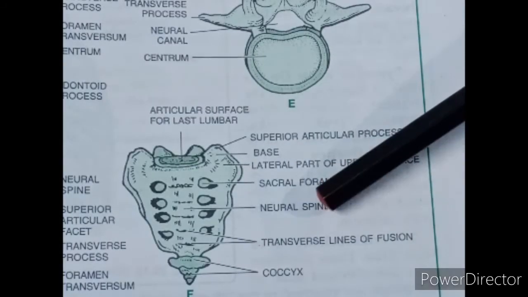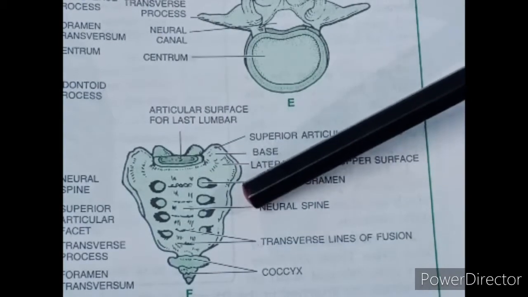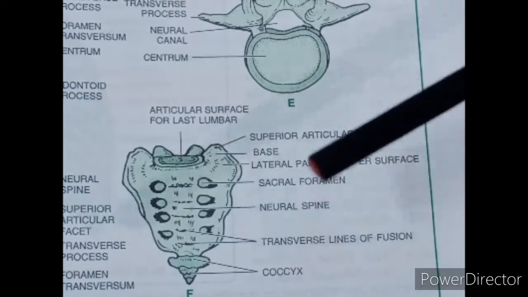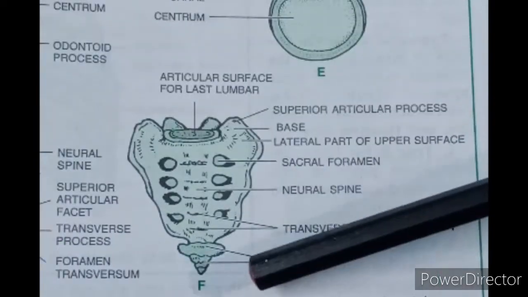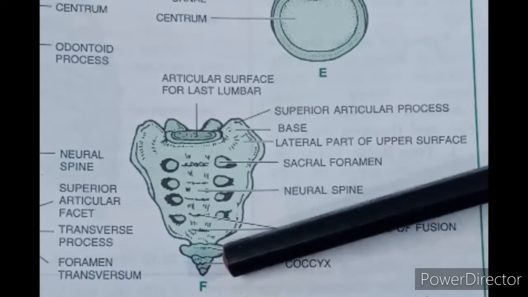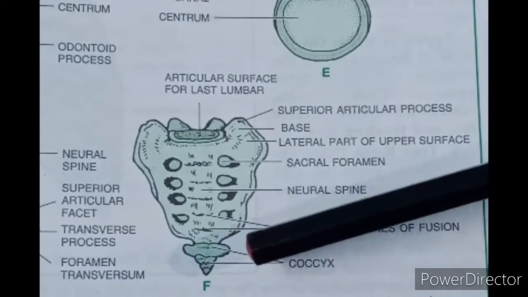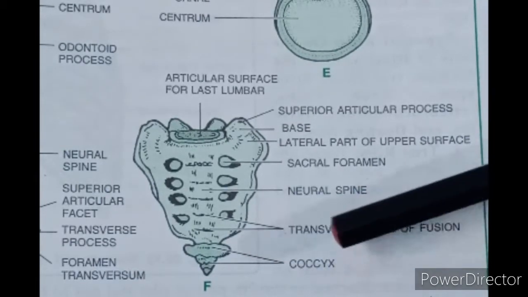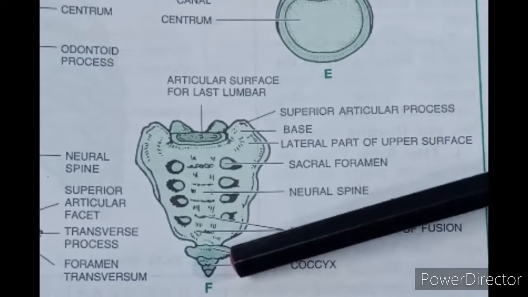This is the structure of sacral vertebrae. They are actually 5, but in adults they are fused to form a single bone called sacrum. And the last part of the vertebral column, that is the caudal vertebrae, or it is also called the coccyx. So it is a small bony piece showing 4 rudimentary tail vertebrae fused together.